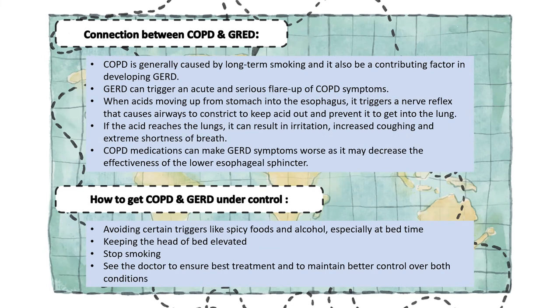The connection between COPD and GERD is that they frequently occur together. When acid moves out from the stomach into the esophagus, it triggers a nerve reflex that causes the airway to constrict to keep acid out and prevent it from getting into the lung. If the acid enters the lung, it can result in irritation, increased coughing, and extreme shortness of breath.